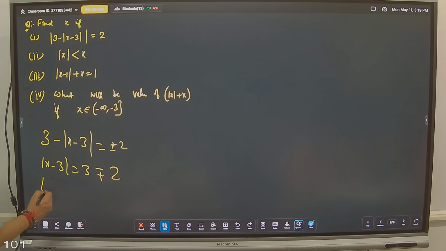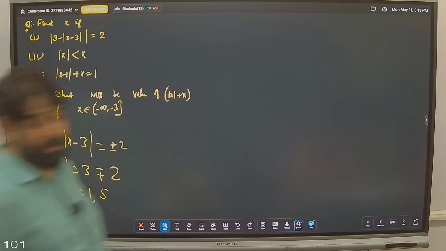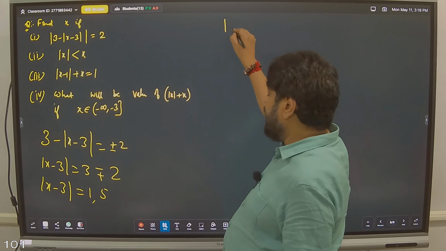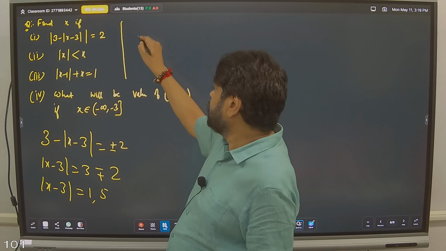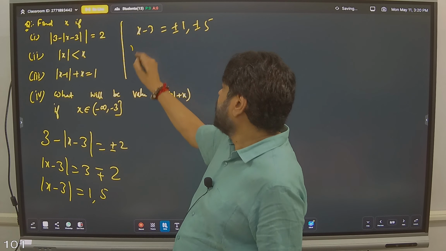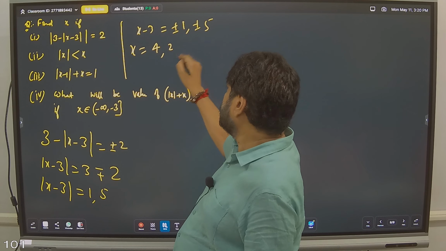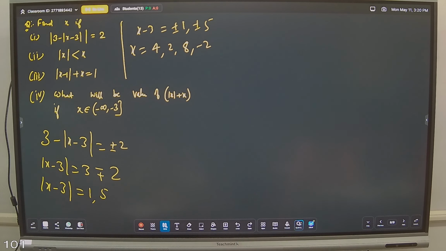So mod of x minus 3, if you take minus, it will become minus 1, sorry, plus 1 and plus 5. I hope everybody is able to understand. So x minus 3 will be equal to plus minus 1, plus minus 5. So x equal to 4, 2, 8, minus 2. Is this clear? How many of you got it?